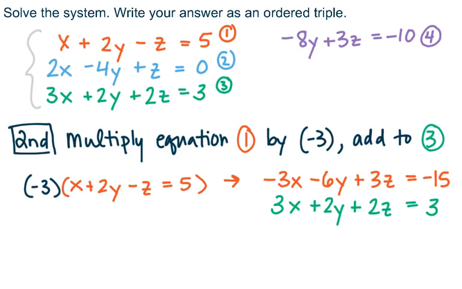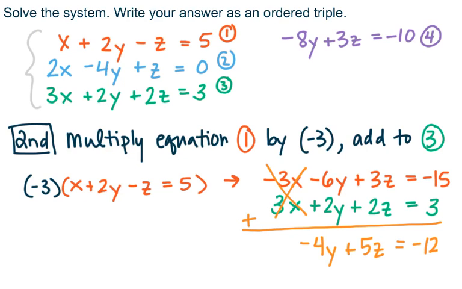Now, I've listed equation 3 below it, and I want to add these two equations together. So when I look at adding these together, again, just as we set this up, those x's should cancel. Negative 3x plus 3x is 0x. And I'm left with negative 4y plus 5z equals negative 12. Now we have a fifth equation, right? So negative 6 plus 2 is negative 4. 3 plus 2 is 5. Negative 15 plus 3 is negative 12.